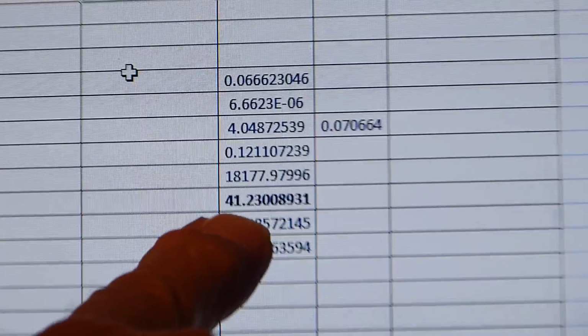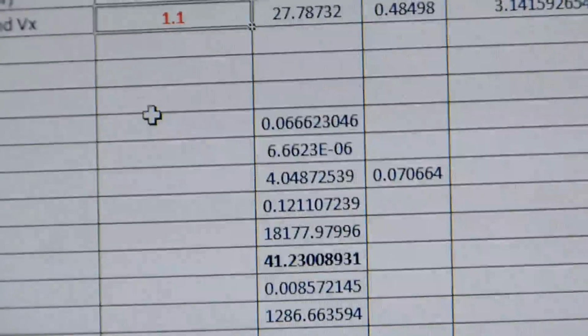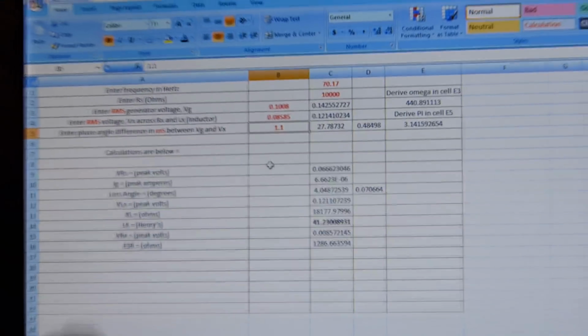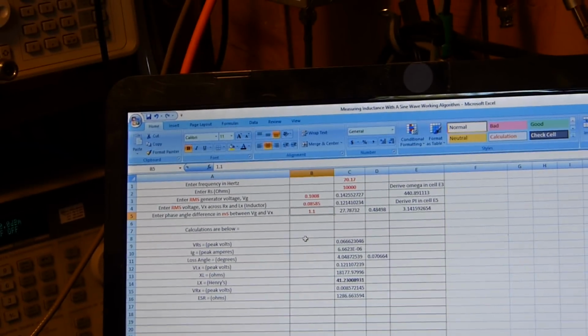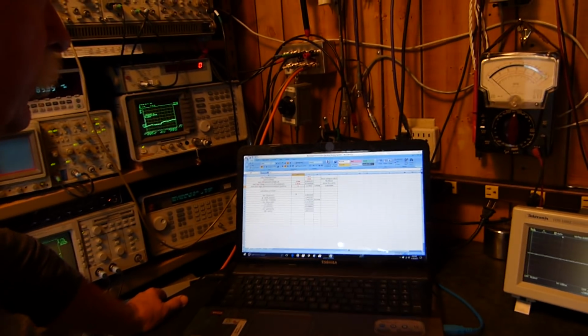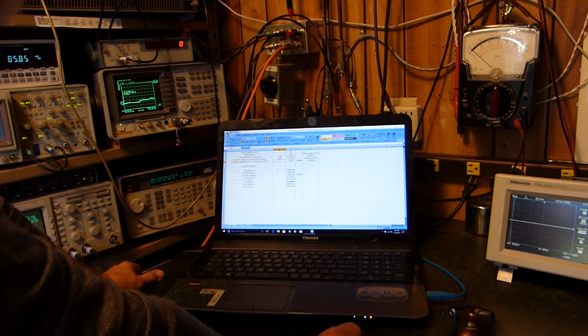41 henries. I get that consistently. You know, I don't get exactly 41.23000, obviously, but the answers are right. And the answers vary from each other only 2 or 3%, if that much.